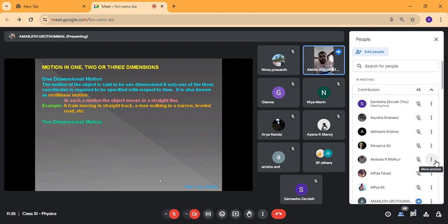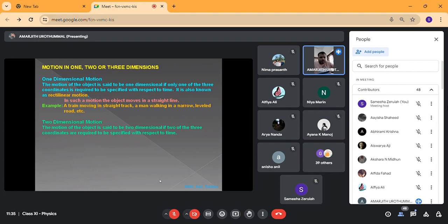Now coming to two-dimensional motion. Two-dimensional motion means motion in a plane or any surface. Examples, please. Circular motion. Correct. Alfia, good. Circular motion is an example of two-dimensional motion. Any other? Oscillating motion. Projectile motion. Oscillation is two-dimensional. Next.